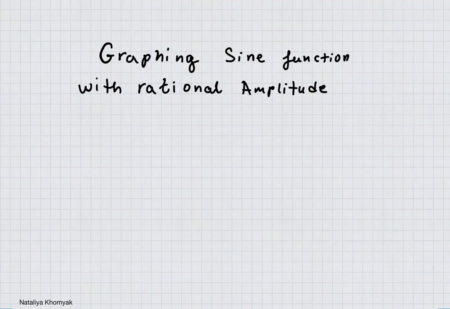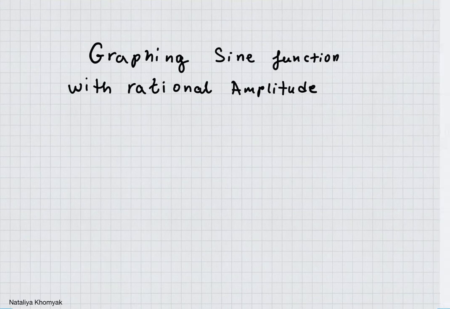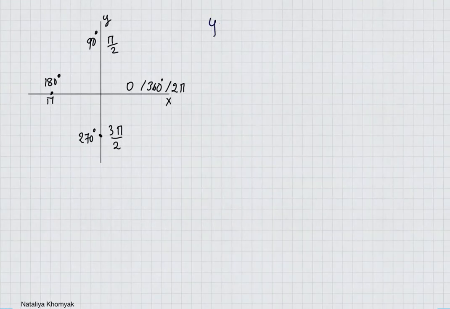Hi all, here we're going to take a look at graphing sine function with rational amplitude. Let's say we are just looking at the basic y equals sine of x. The period of this function will be 2 pi because it looks at how fast this function completes a circle. X is not being multiplied or divided by anything, so the angles will be unaltered, and you need 2 pi or 360 degrees to complete a circle.